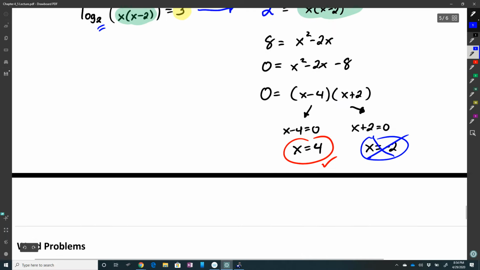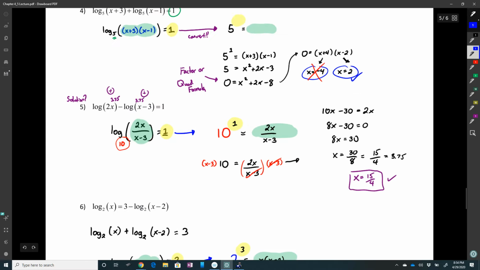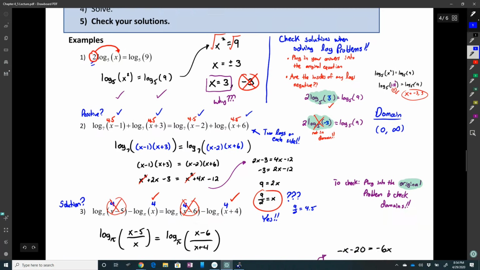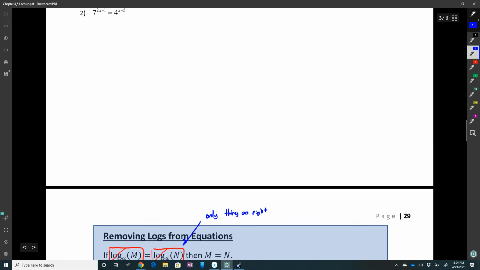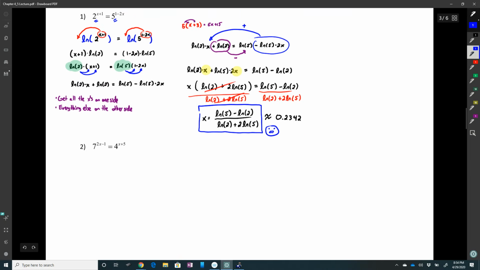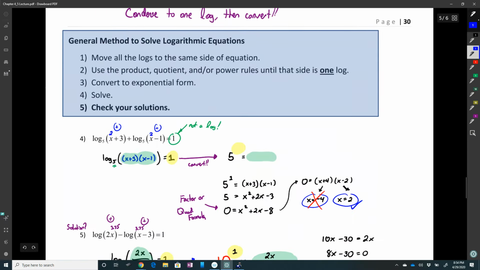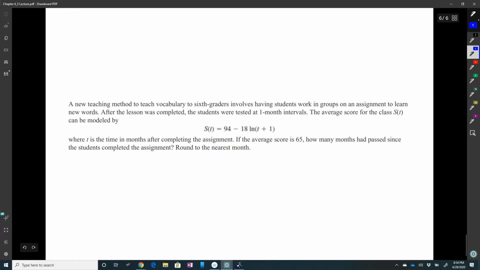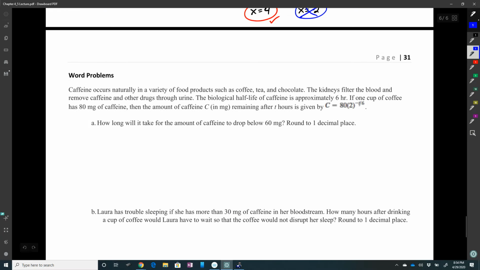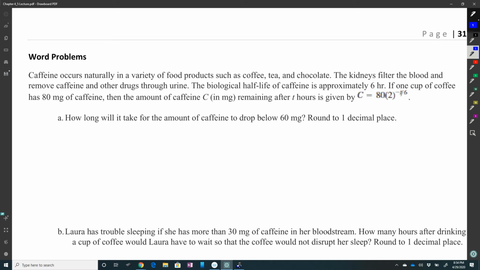Okay, anyway. So that's all the solving problems in this section. I know there was a lot. The only one that I felt like I was able to skip was 2 because it's exactly like 1. But all the others had something a little different, so that's why I did them all. Now the last 2 examples here are word problems. And they're not too bad. All they want you to do is just solve like we had been doing in the above questions.